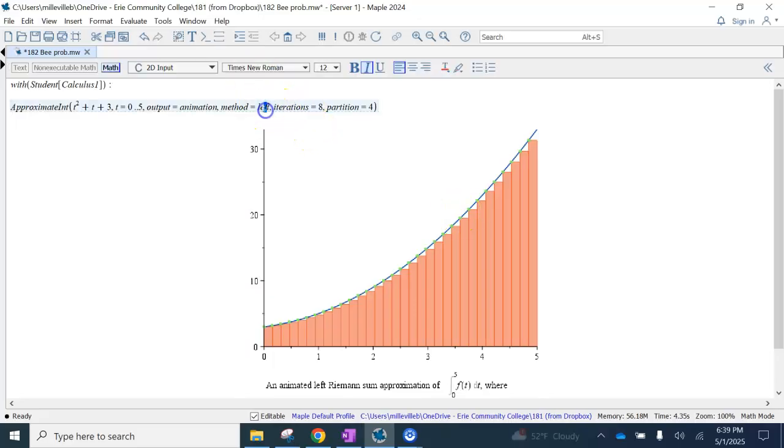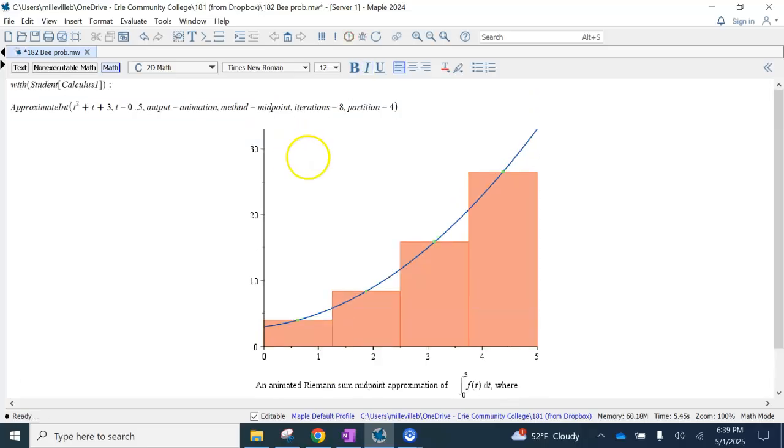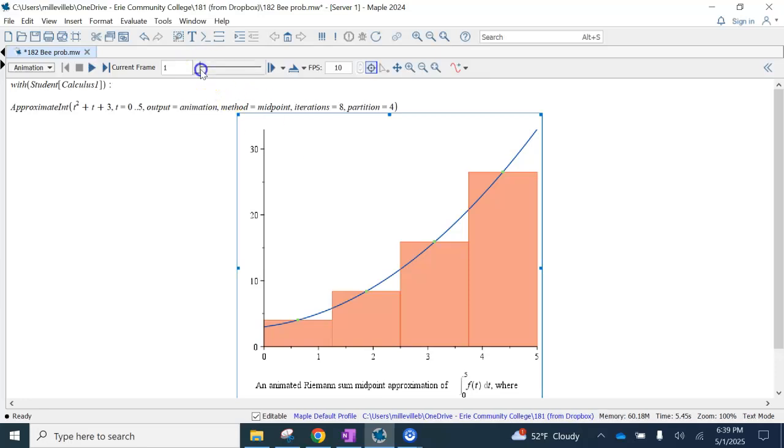We could also do this with midpoints. All right, and they each have their uses. And we're going to investigate each type here.